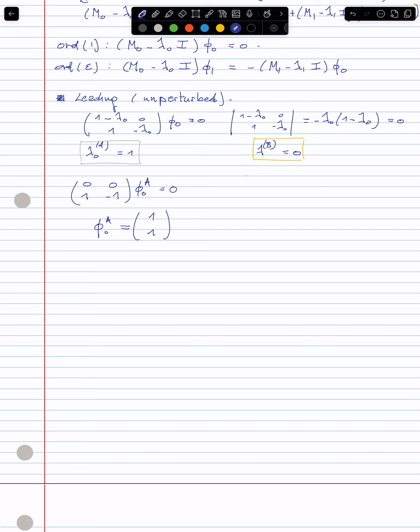Then let's go to the next order, and now we need to subtract 0 from the diagonal. So we have another matrix which is like this, 1, 0, 1, 0, multiplied by phi 0 B. And so this product needs to cancel.